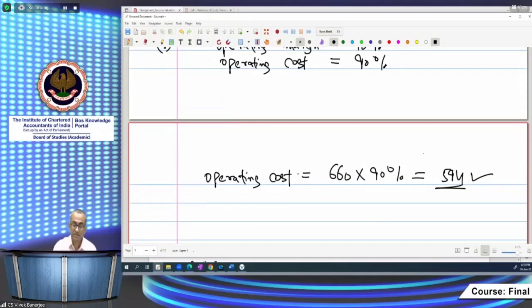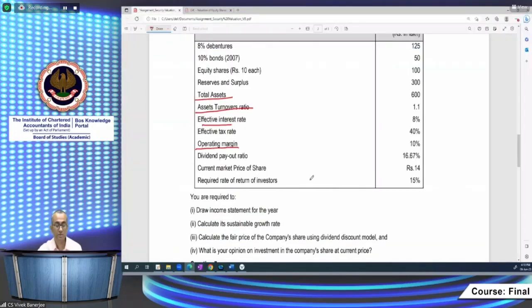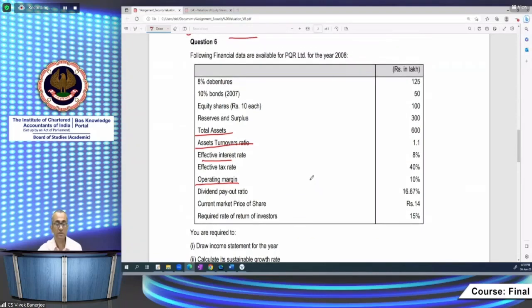Now the third aspect which has to be calculated in this working note, that is interest. Now students, please pay attention to this. Effective interest rate given in the question is 8%. Go to the assignment. The effective interest rate, here it is given. This portion, the effective interest rate is actually 8%.